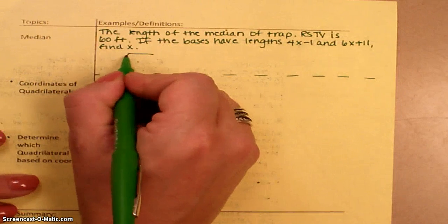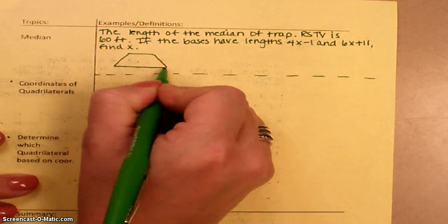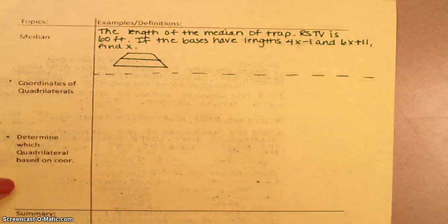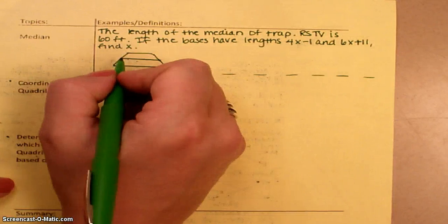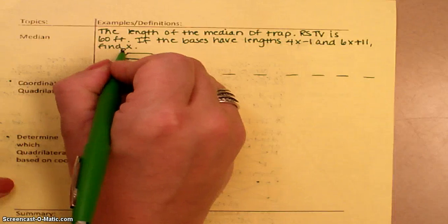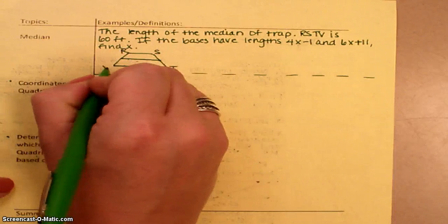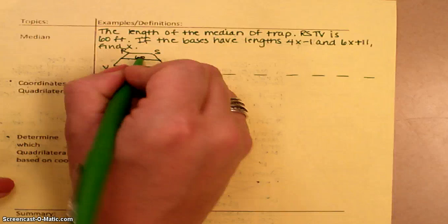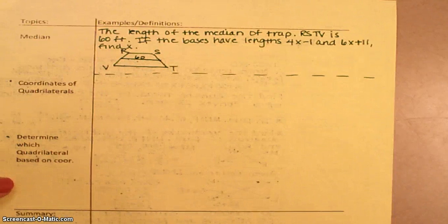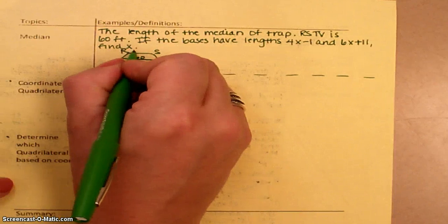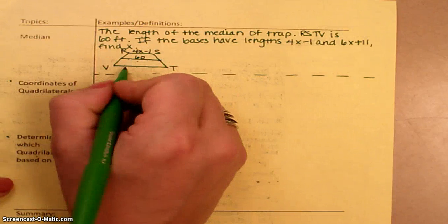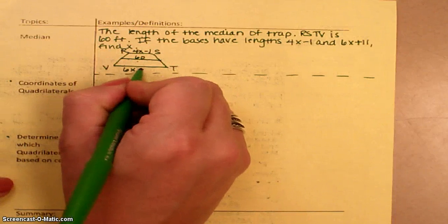Okay, so this one's a little bit different than some of them that we've seen before. For those of you who are very visual, here's what we're talking about. You have a trapezoid with a median. We're told that the median of this RSTV trapezoid is 60. One of the bases, and I don't know which one, I'll just say this one is 4x minus 1, and this other one is 6x plus 11.